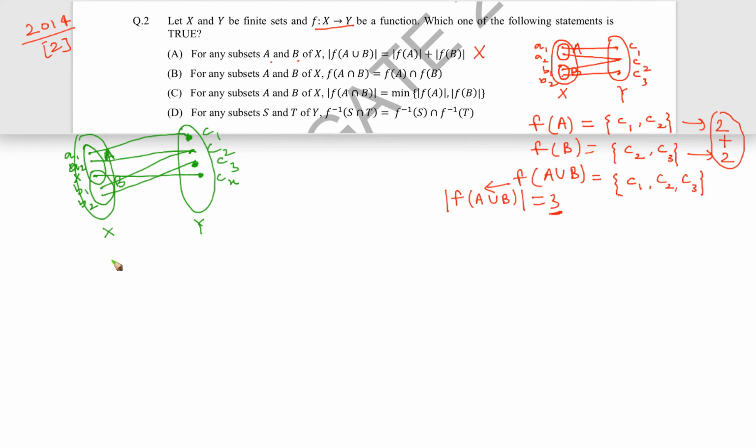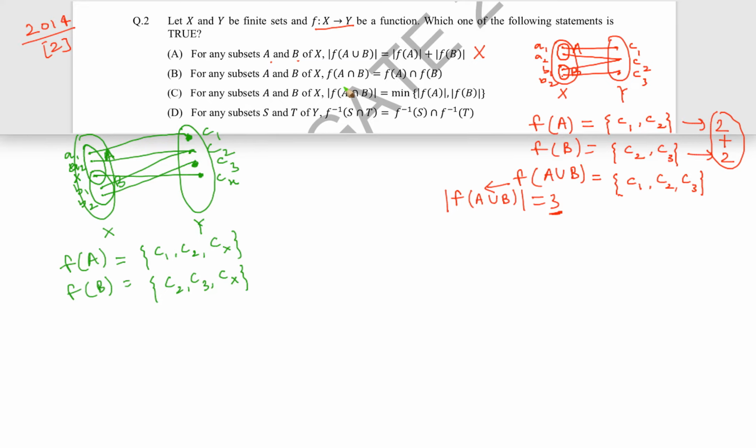Now in this setting, what is f(A)? f(A) is basically, whatever the elements are in set A, the mappings which we are getting. From a1, a2 we are getting c1, c2, and then from x we are getting cx. So f(A) is basically c1, c2, cx, isn't it? Similarly, f(B) is what? We are getting cx, and then c2 and then c3. So essentially that is c2, c3 and cx.